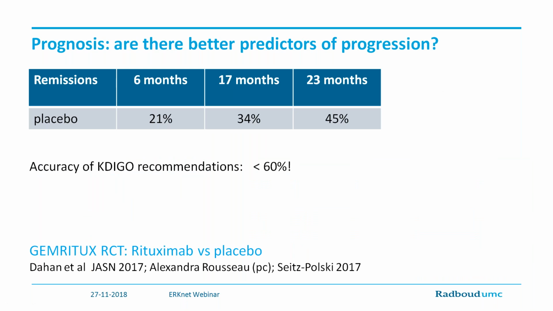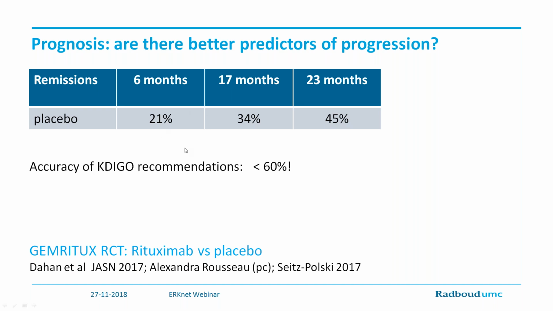The next topic is the prognosis of patients with membranous nephropathy. This table shows data from a randomized controlled trial, the GEMRITUX study, comparing rituximab with placebo. Here you have the remission rate in the patients treated with placebo. These patients all received non-immunosuppressive antiproteinuric therapy. You can see that without immunosuppressive therapy, there is an increasing incidence of remissions, finally reaching a value of 45% after an average follow-up of 23 months.